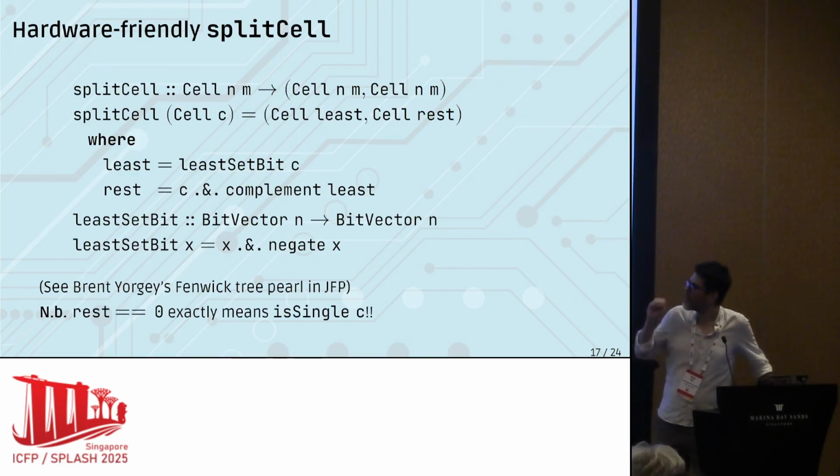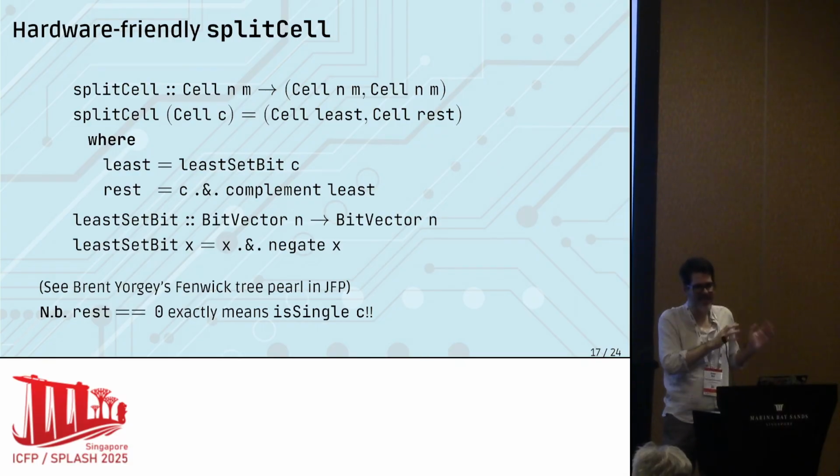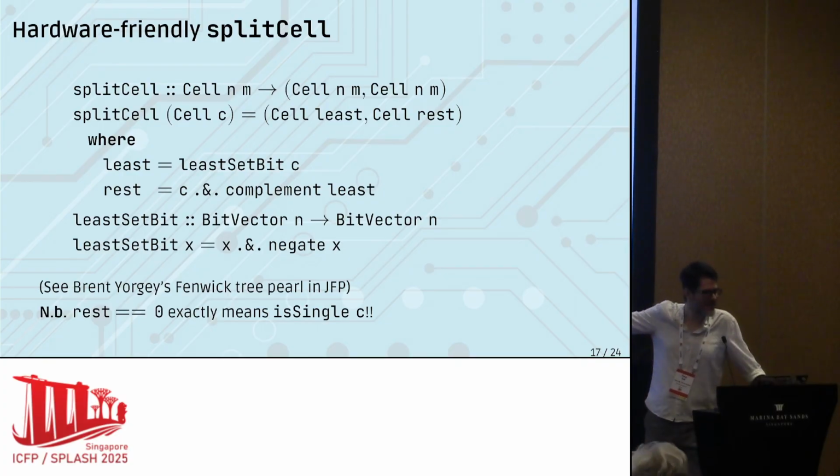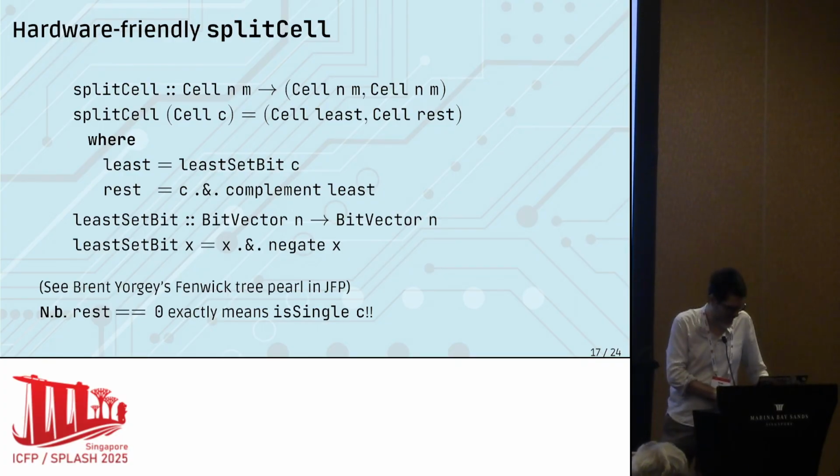And also note that once you remove the least set bit, if the rest is all 0, that exactly must mean that you only had 1 bit. So the reason that we were passing this is-single as a parameter everywhere is because we can actually get that for free from here as well.